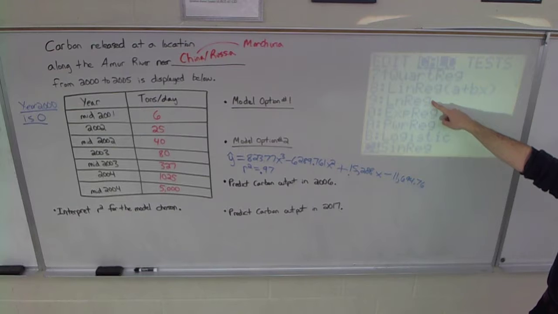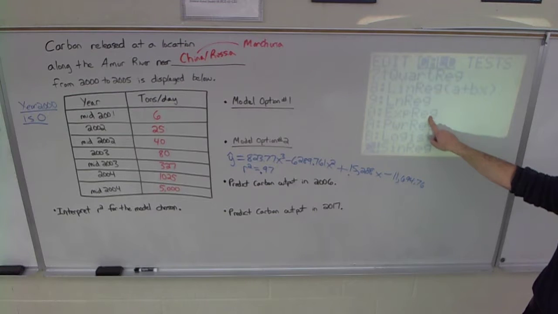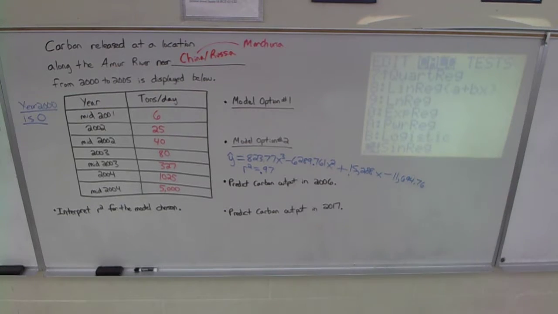What do you think this one is? ln. ln means natural log. This is a logarithm regression. I think you'll find that in another video I made if you'd like to see that one. But this is the one we're looking for, the exponential regression. Okay. So let's go ahead and pick the exponential regression. Right there. List 1, list 2.